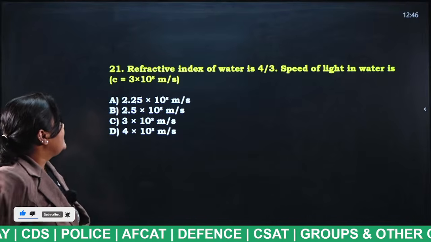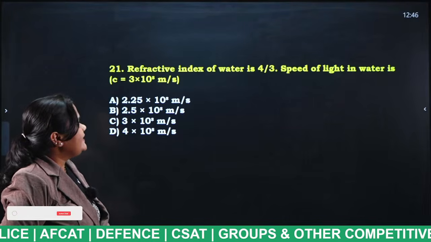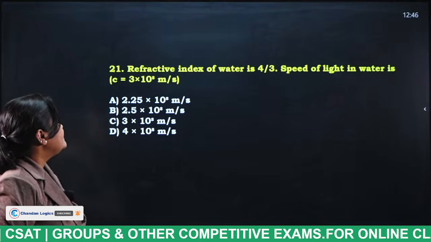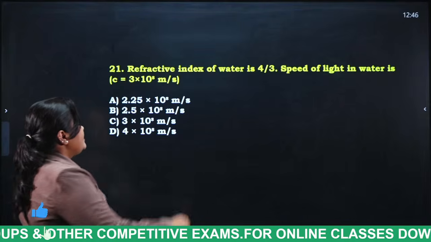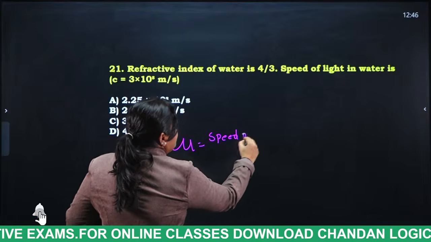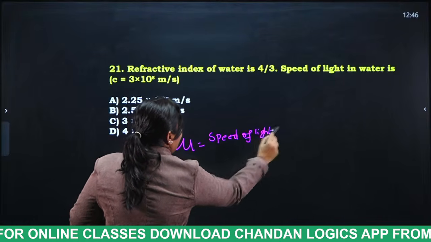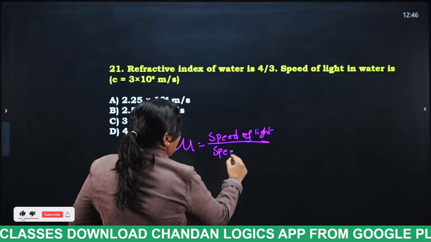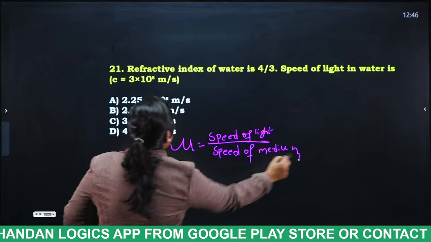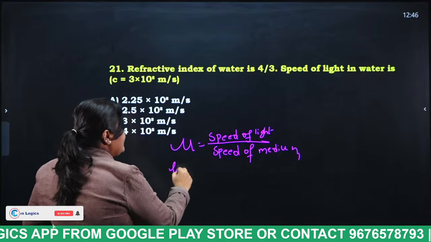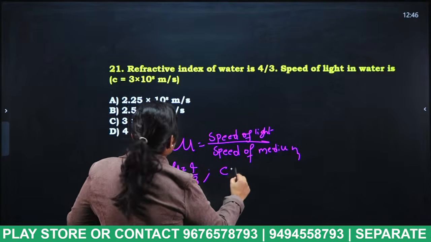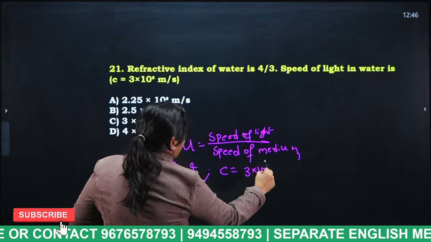Next, refractive index of water is 4 by 3. Speed of the light in water is? So what is this, students? Refractive index is equal to speed of the light by speed of the medium. Now try to solve this. They have already given mu is equal to 4 by 3 and the speed of the light c is equal to 3 into 10 power 8 meters per second.